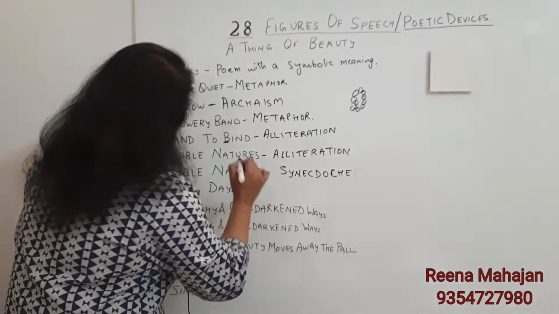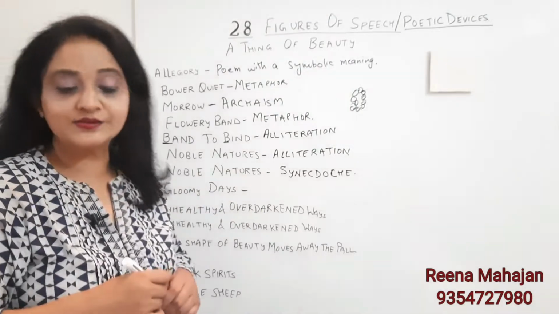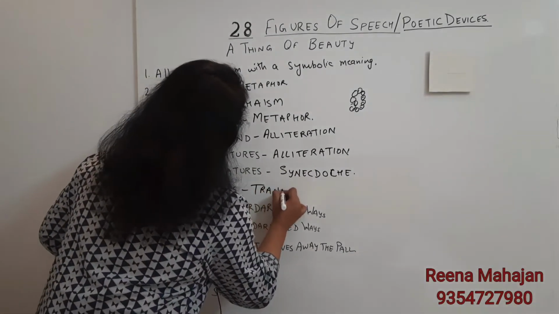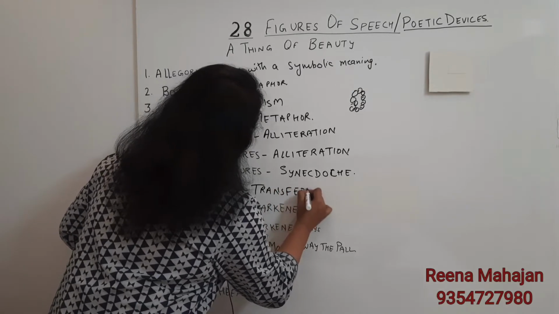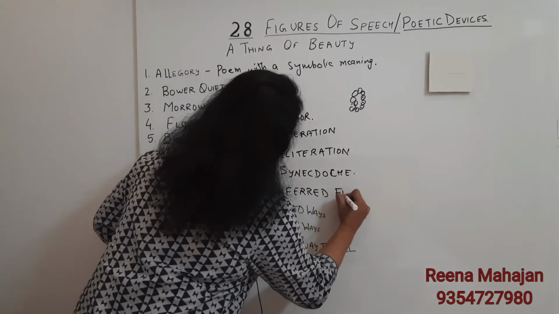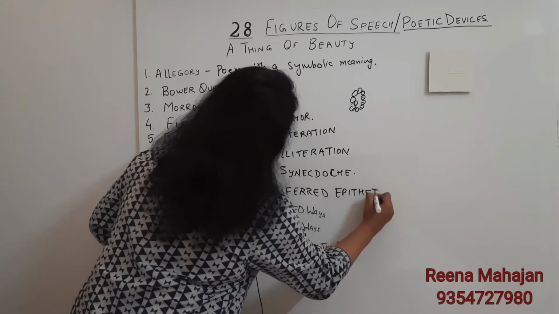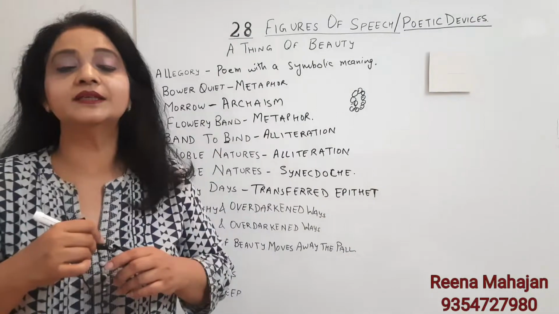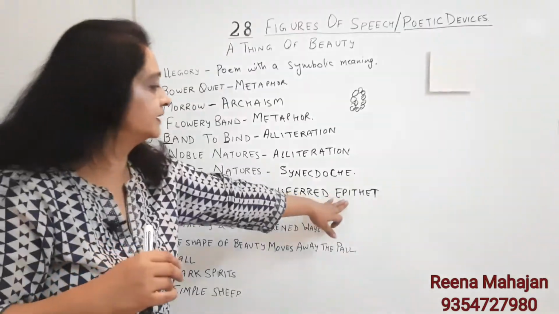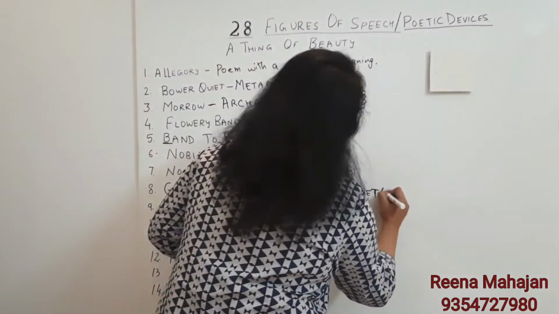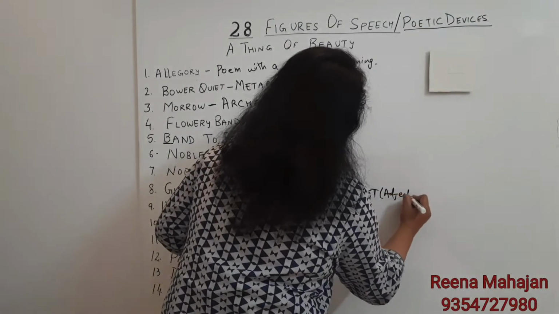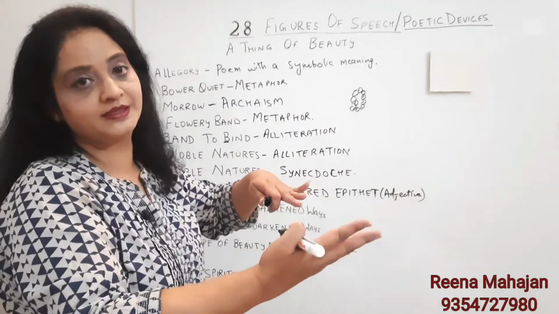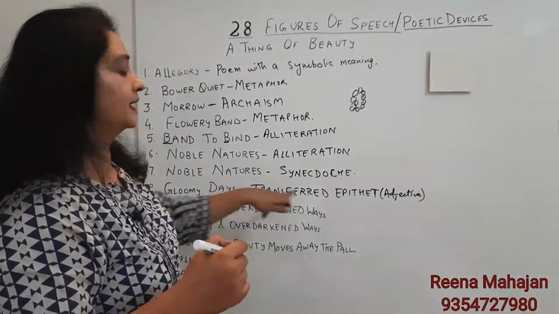Gloomy days. Gloomy days is transferred epithet. Transferred epithet means whenever the epithet or the adjective, epithet means adjective, transfers to some other subject. So it is called transferred epithet.